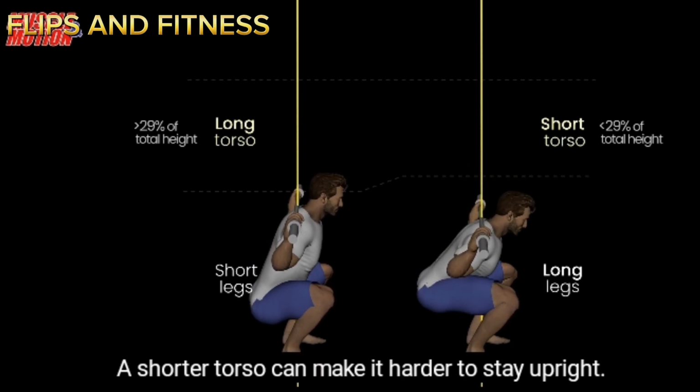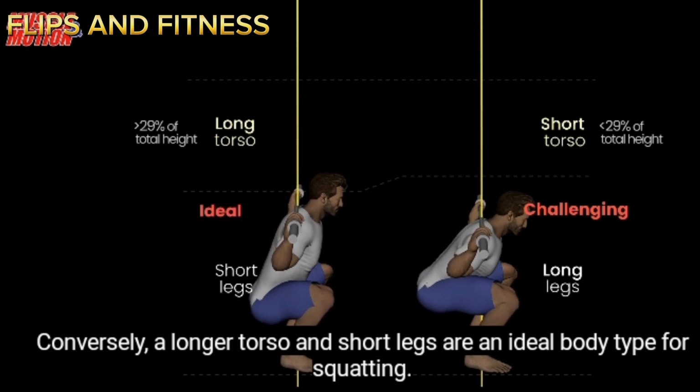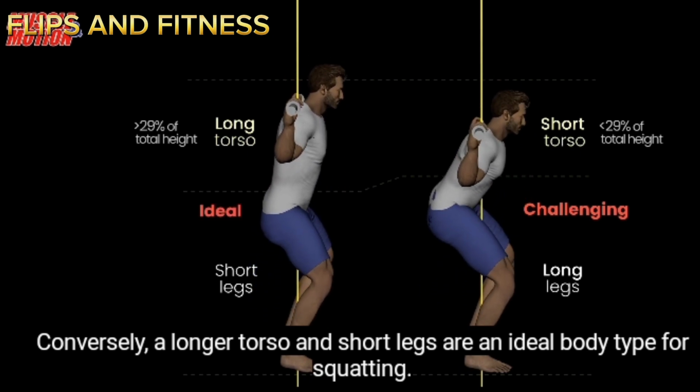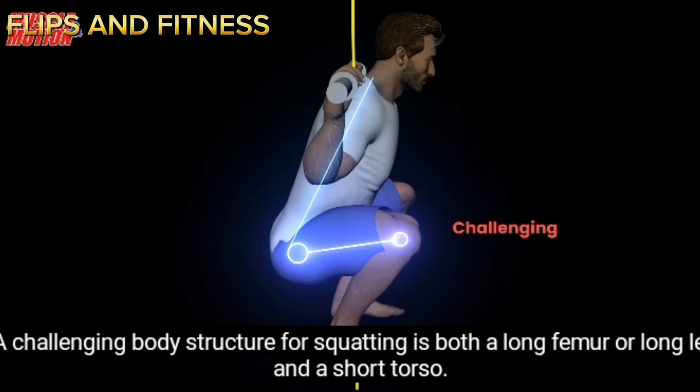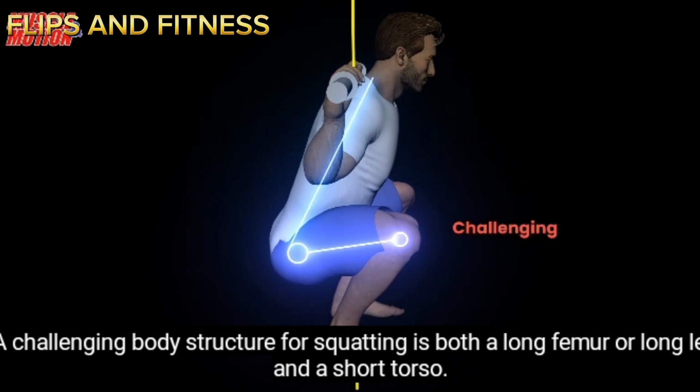A shorter torso can make it harder to stay upright. Conversely, a longer torso and short legs are an ideal body type for squatting. A challenging body structure for squatting is both a long femur, or long legs, and a short torso.